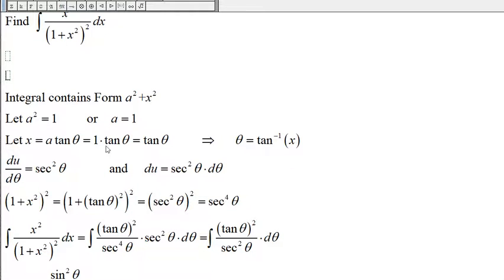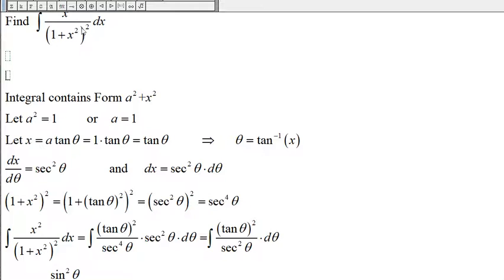So we have x equal to tangent of theta, then the derivative of x with respect to theta, the derivative of tangent is secant square. And so we get dx is equal to secant square d theta.